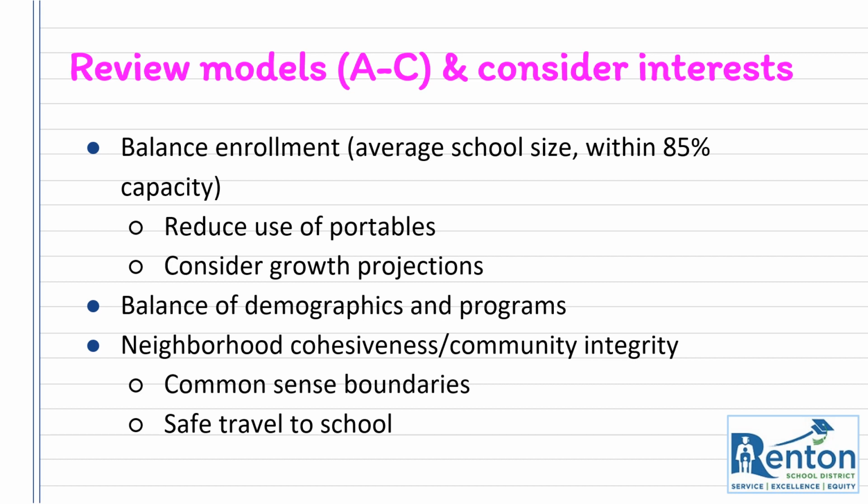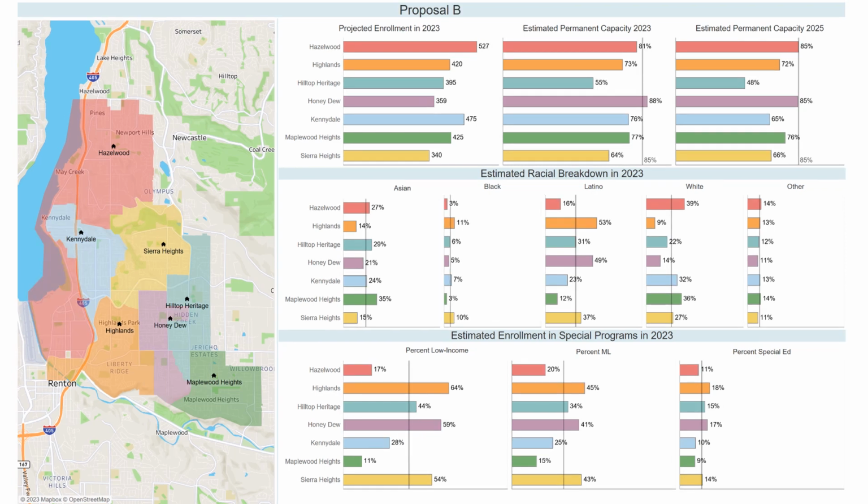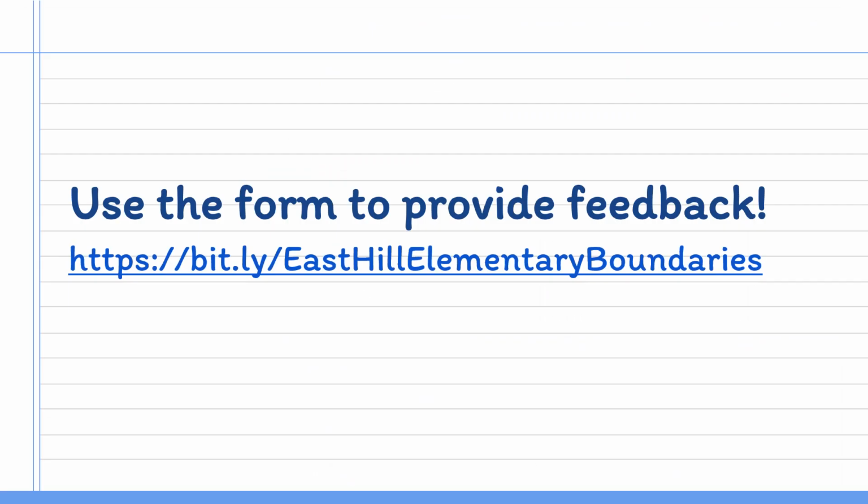The models are linked on the website, but quickly I will show you this is Proposal A, where you can now see there is a new section of this teal color for Hilltop Heritage. Proposal B, slightly different drawings and lines for different schools. And then Proposal C. Please find the linked proposals on the website, and then use the form to provide feedback.